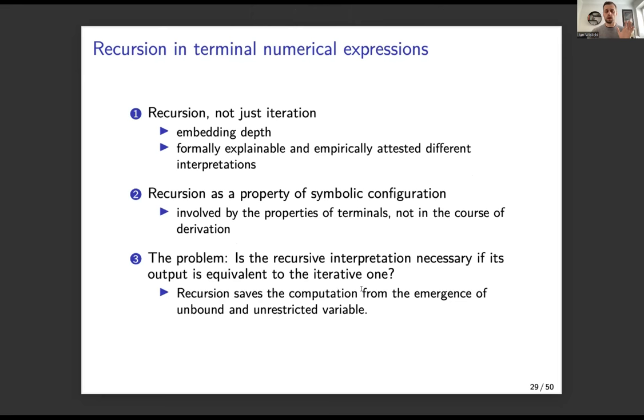So to sum up, what we have shown so far is that we do have recursion in numerical expressions, not just iteration, and we can see it from the embedding depth and formally explainable and empirically attested different interpretations. We might think of it as being a property of symbolic configurations, so it will be involved by the properties of terminals and not derived in the course of structure building. And the problem that arises here is whether it is really recursion that is at stake here, if the recursive interpretation is just equivalent to the one we can get from iteration, not recursion. But we're going to show you that recursion is needed because it saves the computation from the emergence of unbounded unrestricted variables, and iteration would not be in a position to do that. So let's now move to the proposal.